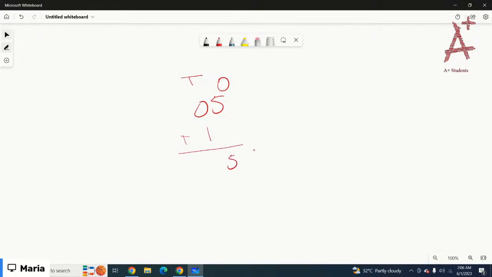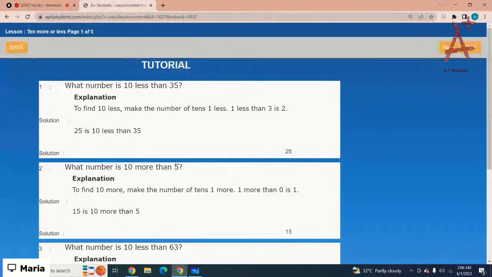The ones digit would be the same. You just have to add 1 at the tens position. So it would be 15. That means 10 more than 5 is 15. Got it? 10 more than 5 is 15. Let's start with the test questions.